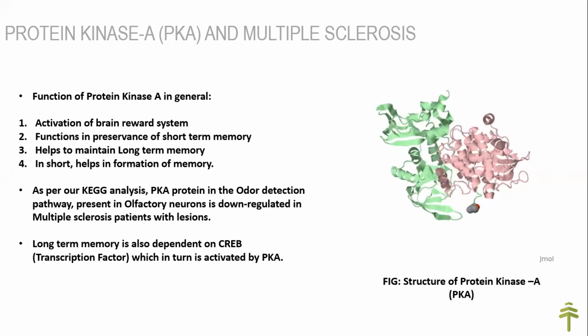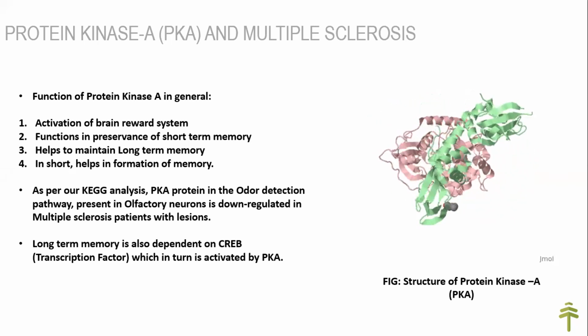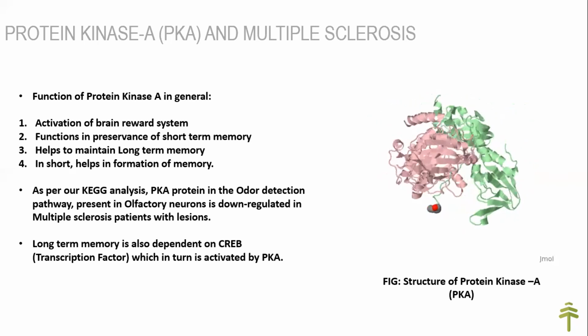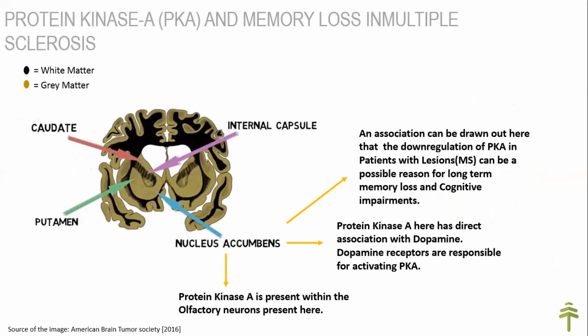So we can also make a possible association. I'm not saying that I'm quite sure, but over here I'm talking about an association between PKA and the loss of cognitive functions or memory loss in patients of multiple sclerosis, because in the picture it is quite clearly visible that protein kinase A is present in the nucleus accumbens, and protein kinase A is directly activated by dopamine receptors, which respond to dopamine. A loss of dopamine is also an important characteristic in patients of multiple sclerosis, and hence a possible relation can be made between PKA protein and memory loss in multiple sclerosis.